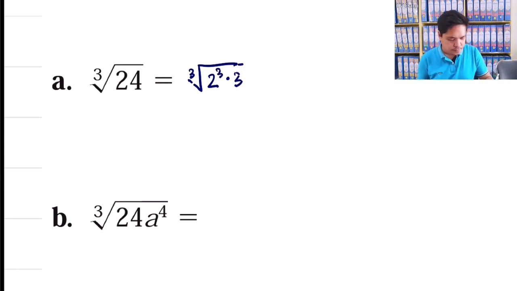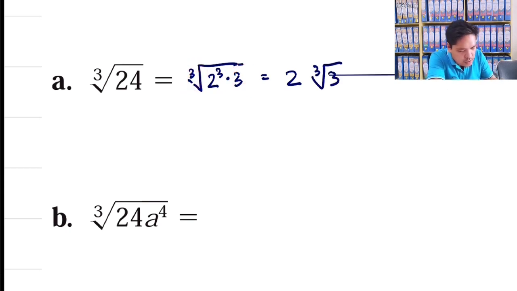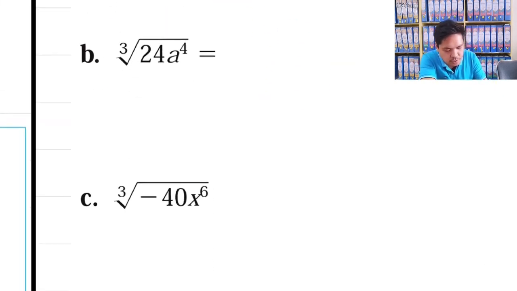Okay? So, eto, pwede na siyang lumabas. Pero, odd naman siya. So, whatever is the value of the radicand, yun na lang pwedeng labas. That is 2. So, 2, tapos, naiwan si 3 sa loob ng cube root. So, that's cube root of 3. And that's our answer. Very easy. Walang challenge. Okay, next. Letter B.